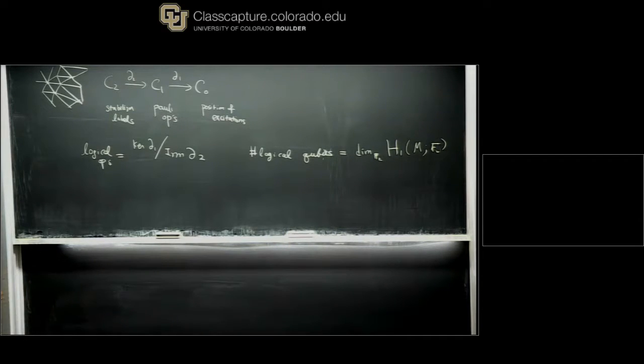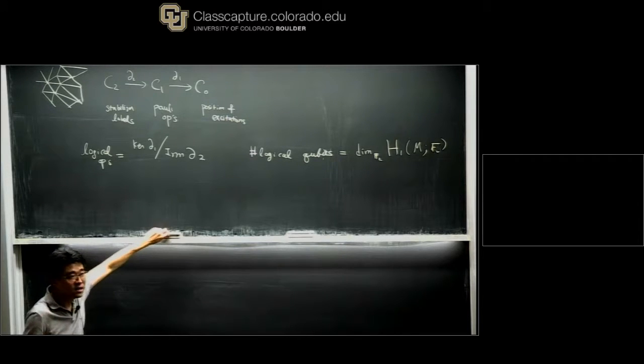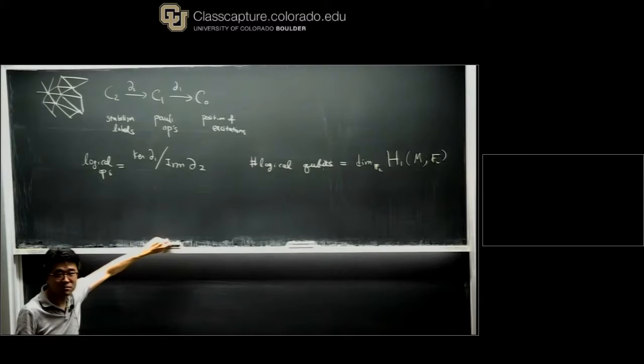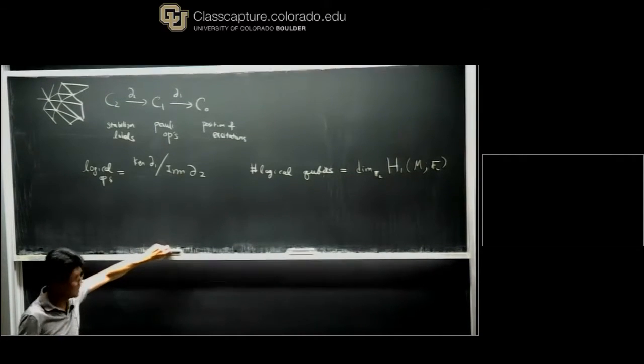When you say stabilizer labels, in the language of the Toric code, you have two types of stabilizers. So this refers to the plaquette one. Yes, everything here was only for the plaquette term, and I encourage you to think about the other term by thinking of the dual lattice.